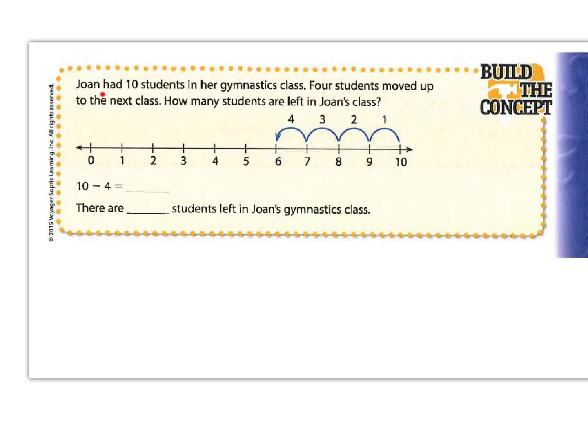This says Joan had 10 students in her gymnastics class. 4 students moved up to the next class. How many students are left in Joan's class? Well, here's a number line. They started with 10 students, but then 4 left. 1, 2, 3, 4. We go to the left on the number line to subtract. 10 minus 4, it ended up at 6. So there are 6 students left in Joan's gym class.